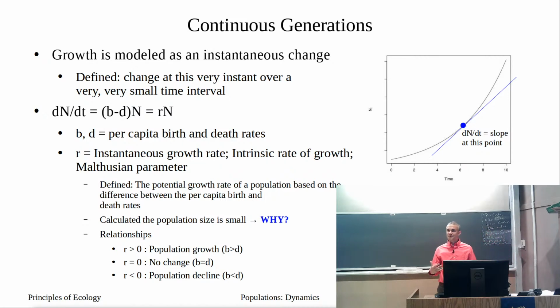Just replacing individuals there. All right? So our relationships here, unlike lambda and R naught, is that our intrinsic rate of growth, if it's greater than 0, then we have a positive population growth rate. We have growth. If it's below 0, we're in the negative, so we're going to see decline. And if it's equal to 0, we'll have no change. All right, so I think this is where we left off.